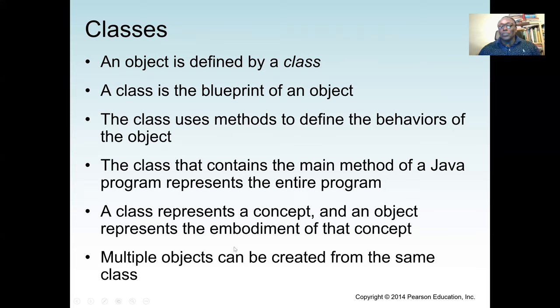Also, a class represents a concept, and an object represents the embodiment of that concept. So multiple objects can be created from the same class. For example, I have a class named vehicle. I can create an object car. I can create an object of a vehicle, let's say SUV, trailer, tractor, all these are vehicles.